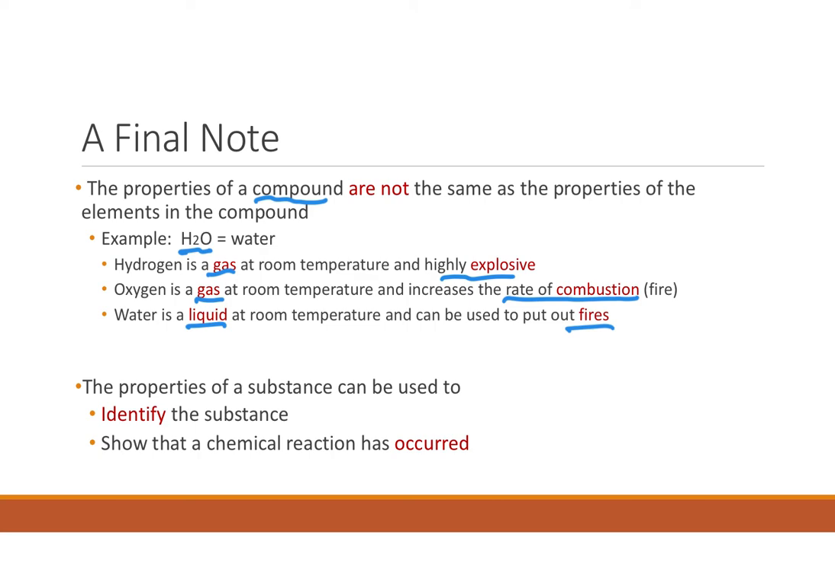And so what you make as a compound is going to have a very different property than what those original elements had. These properties of the substance can be used then to identify the substance. You can do some forensics to figure out what exactly it is. And also the properties, because they change when a compound is made, will show that a chemical reaction has occurred. So that's the overview of physical and chemical properties of matter.